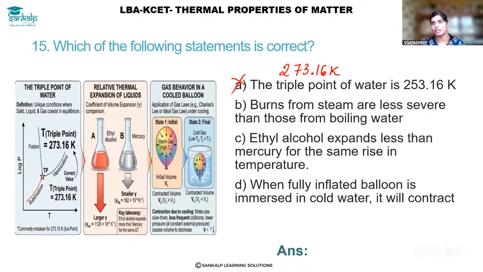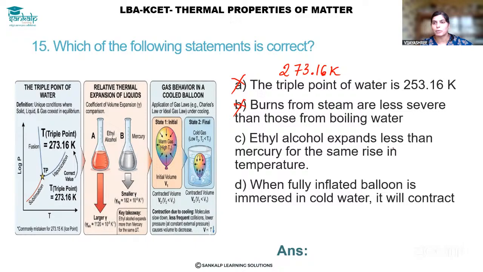When steam condenses to boiling water, energy is released in the form of latent heat. So steam has more energy than boiling water. That's why this is not the right statement. Then let us check option C.